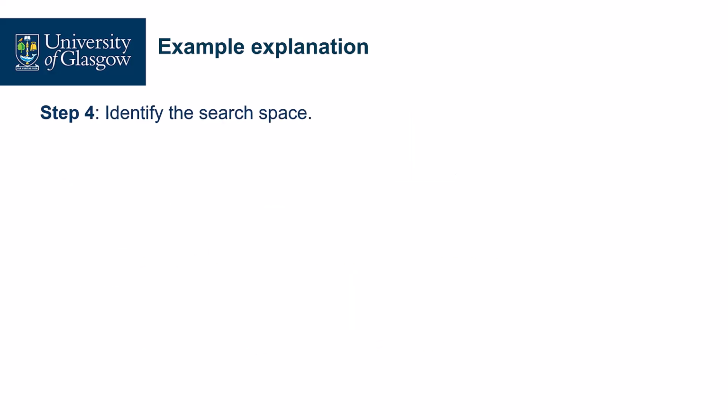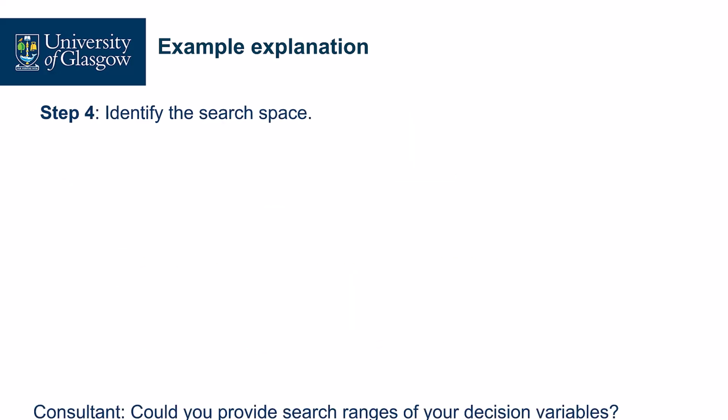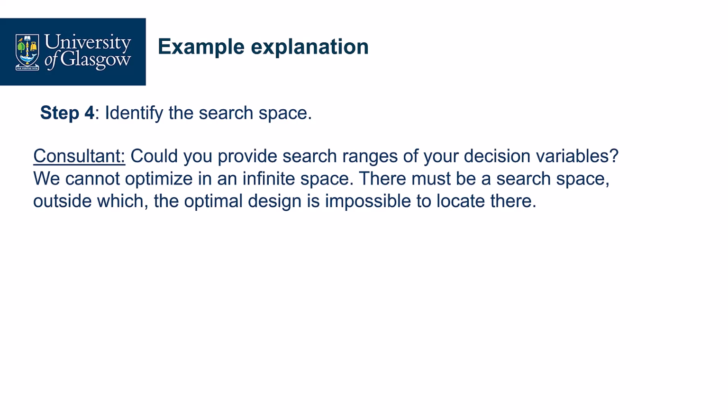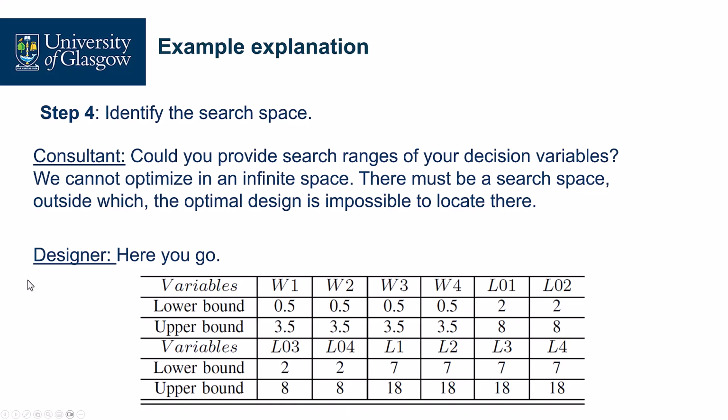So step 4 is to identify the search space. So you may ask, okay, could you please provide the search ranges of your decision variables? We can't optimize in that infinite space. There must be a search range. Outside the search range, the optimal design is impossible to locate there, right? Then the designer can provide you one. He said, okay, here you go. This is a table for the design variables. There's an upper bound, there's a lower bound. Smaller than the lower bound or larger than the upper bound, the optimal design won't be possible according to his engineering domain knowledge, right?